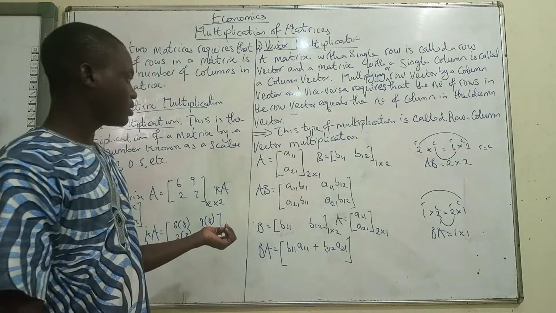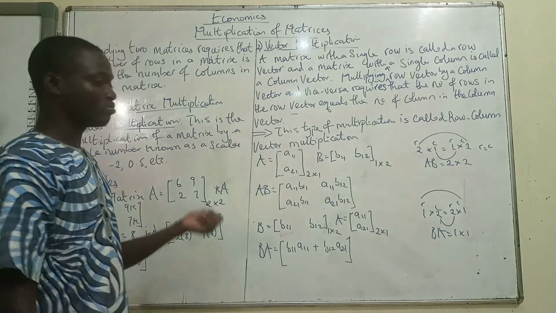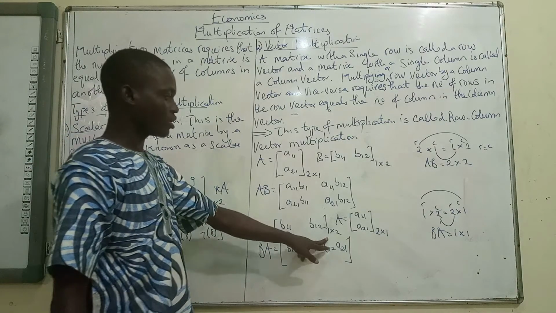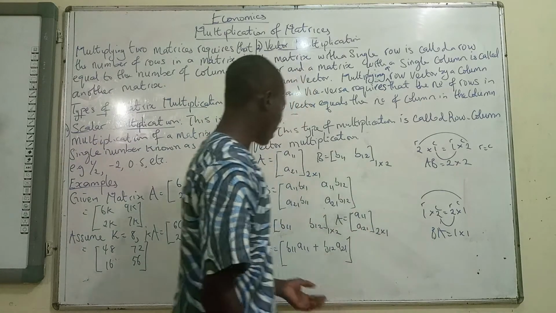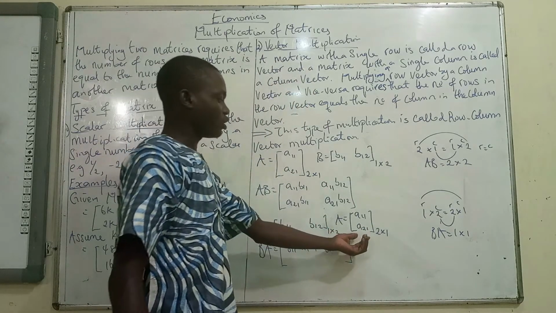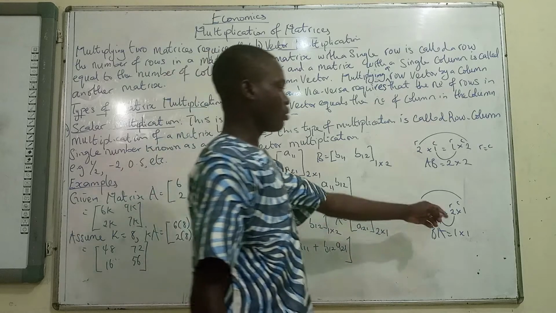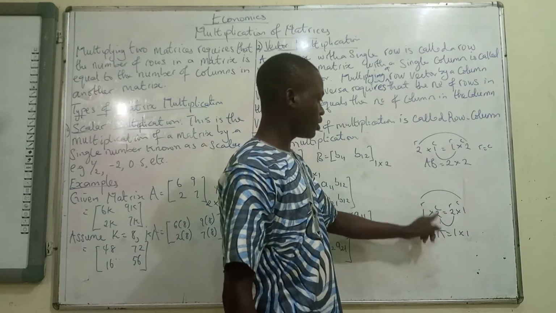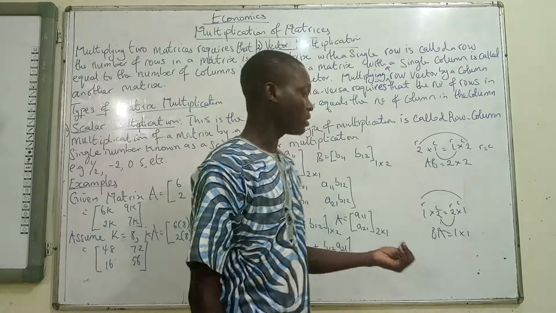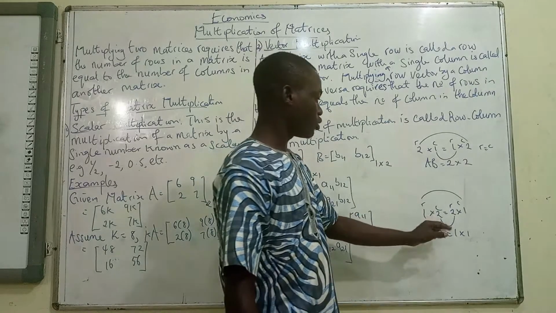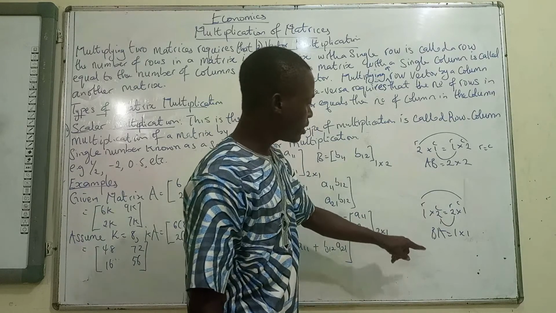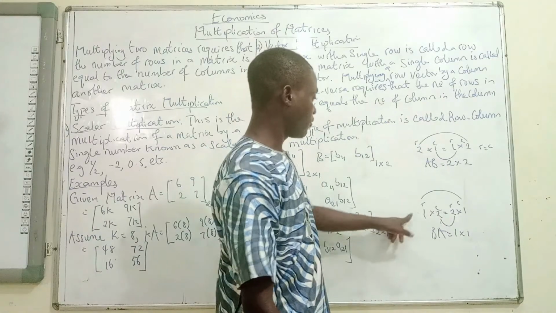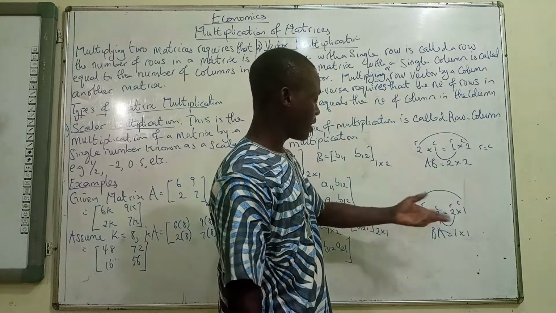Now, we want to do BA. The thing is that B is a 1 by 2 matrix, and we want to multiply it by a 2 by 1 matrix A. So first we check: row, column, row, column. We have 2 here and 2 here, which is saying that the number of columns is equal to the number of rows, so we can multiply this. Then the remaining numbers tell us the dimension of our answer at the end of it.